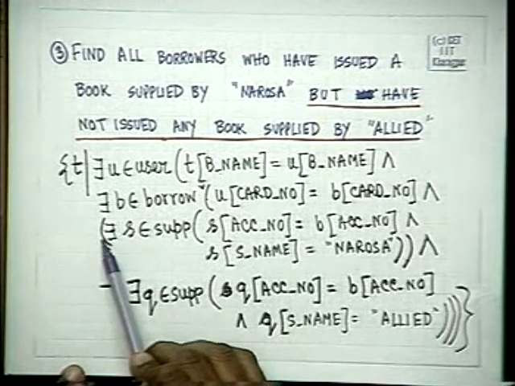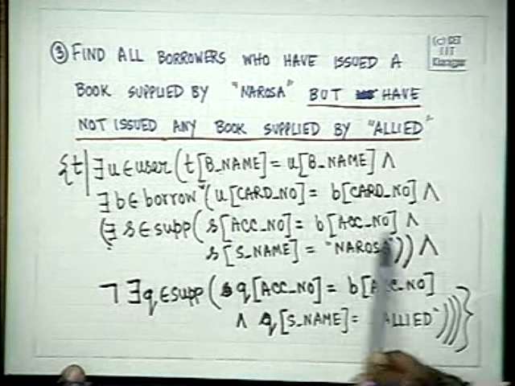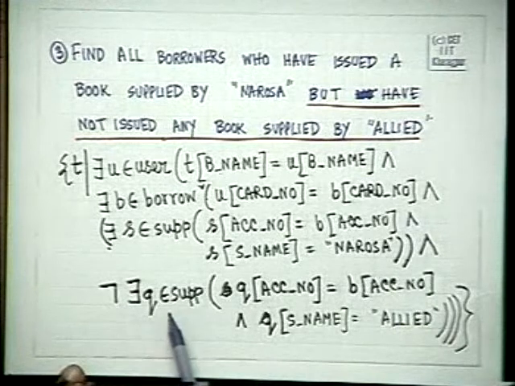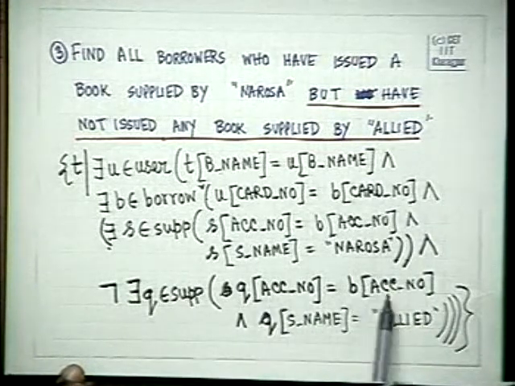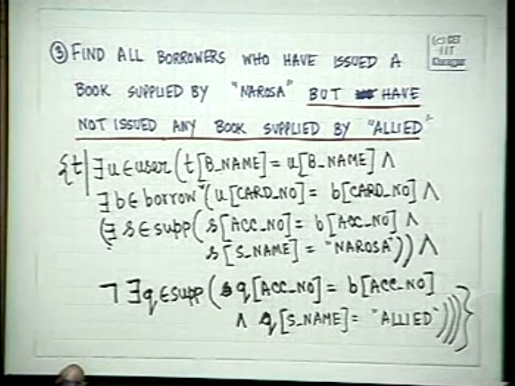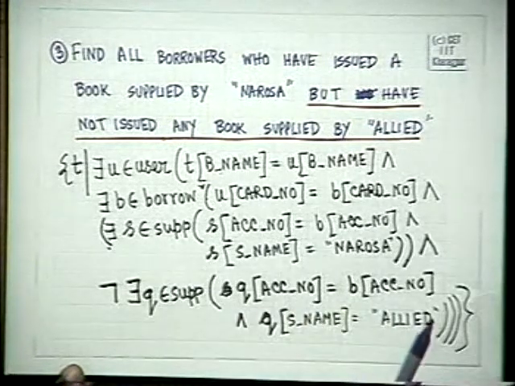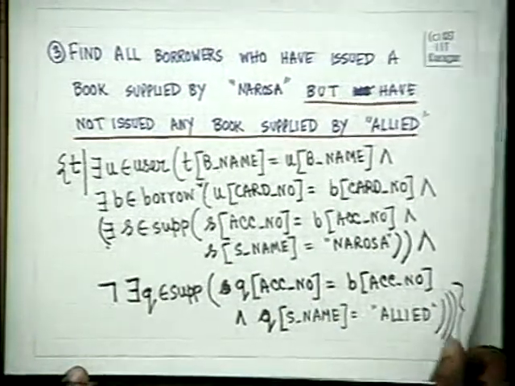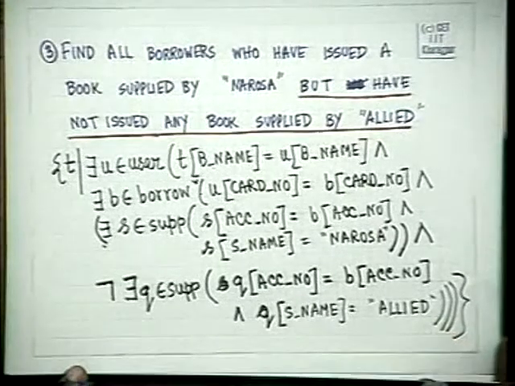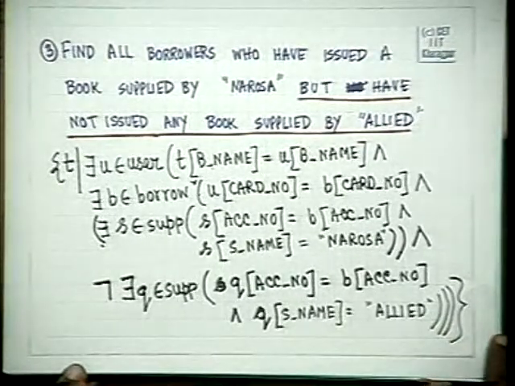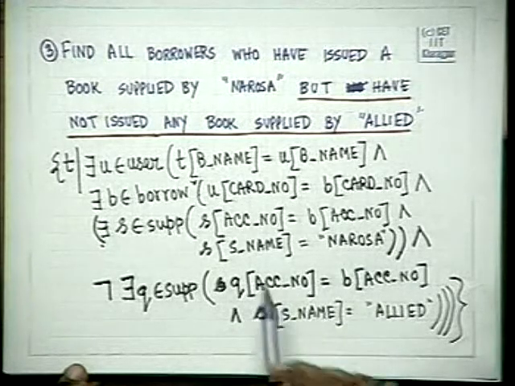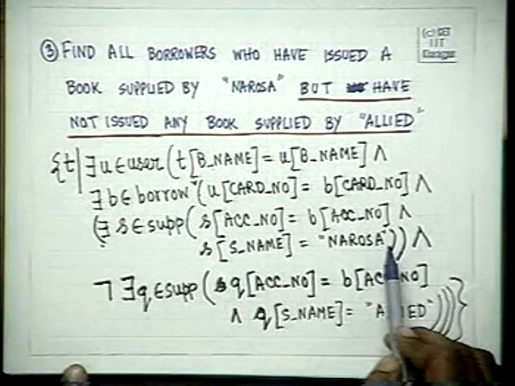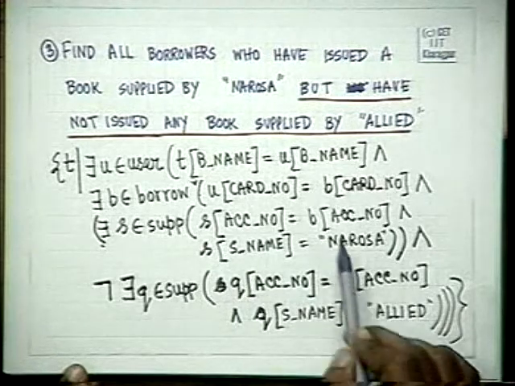One is, there must exist, for that book, a supplier, Narosa, who has supplied that book, and there must not exist a supplier who has supplied that book whose name is allied. You could have written it in other ways, but this is one way to write this query of something which does not exist. So if you write the supplier's name is equal to Narosa and supplier's name is not equal to allied, it will work in this particular case because a supplier's name cannot be both of them.